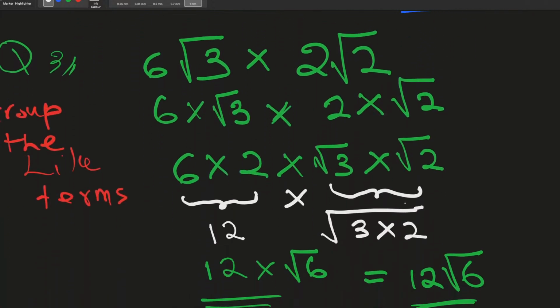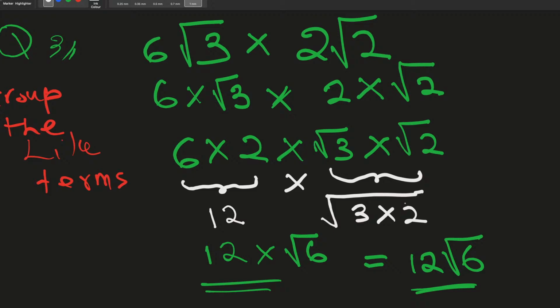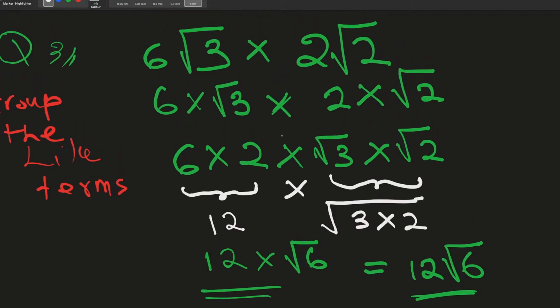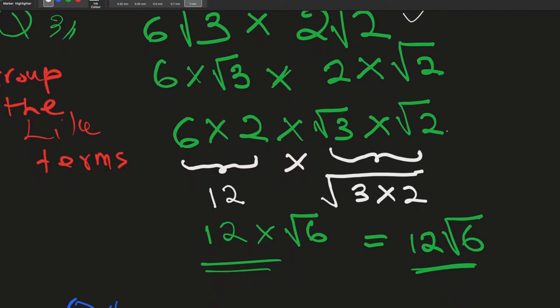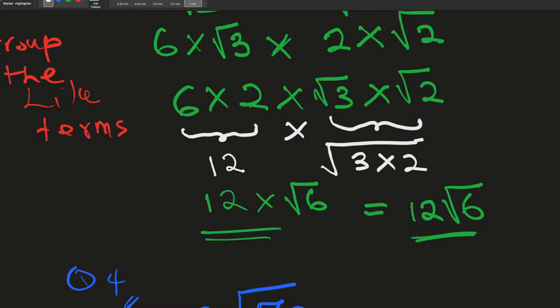Okay, the next one we had was 6 root 3 times 2 root 2. So what did we do? We expanded the expression. So we have 6 times root 3 times 2 times root 2. And after that, we group the like terms. And the like terms we had were 6 and 2, and root 3 times root 2.